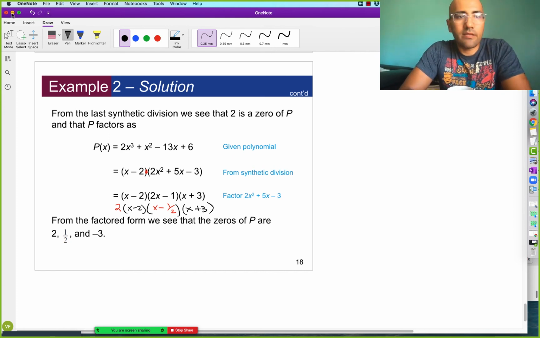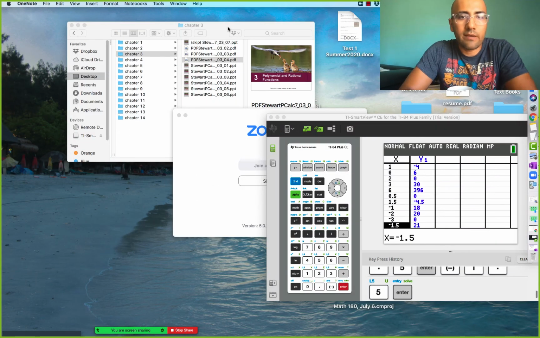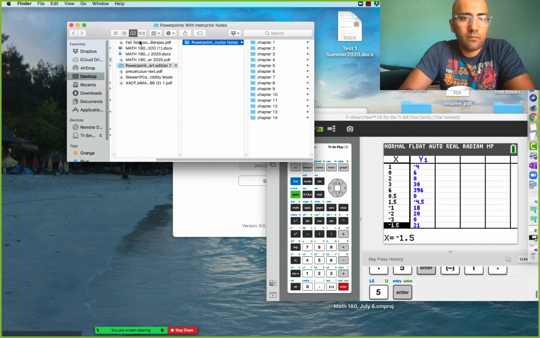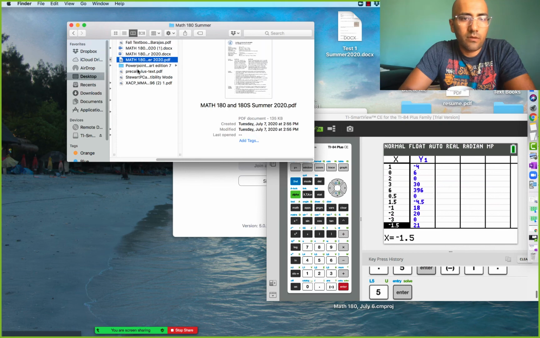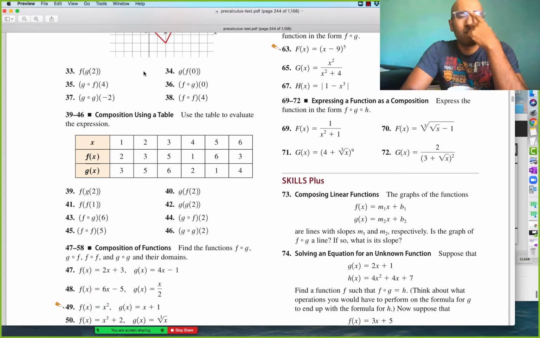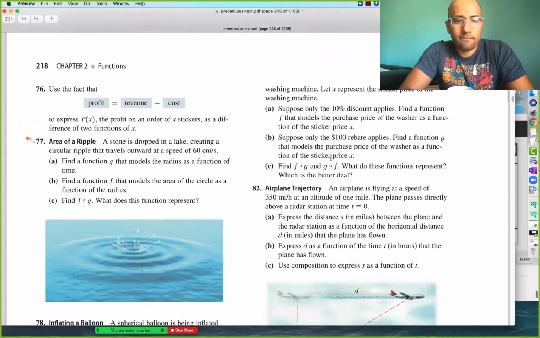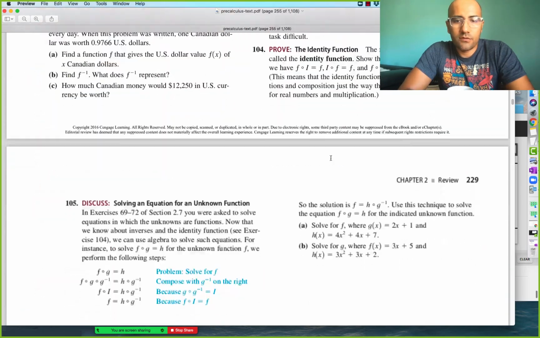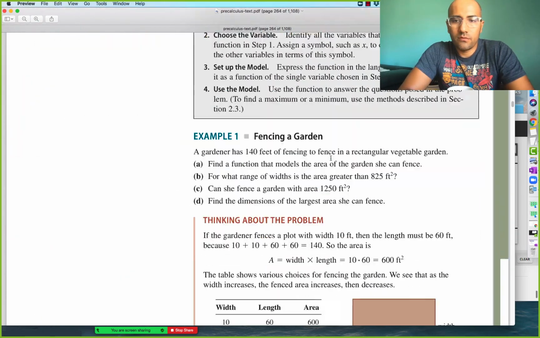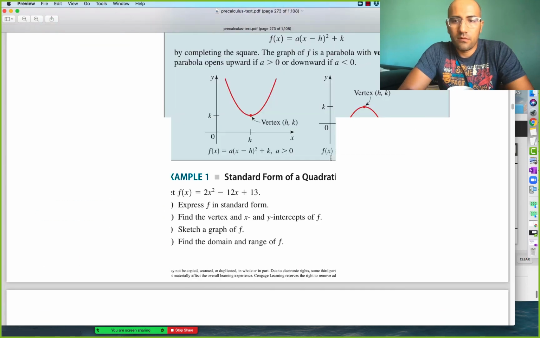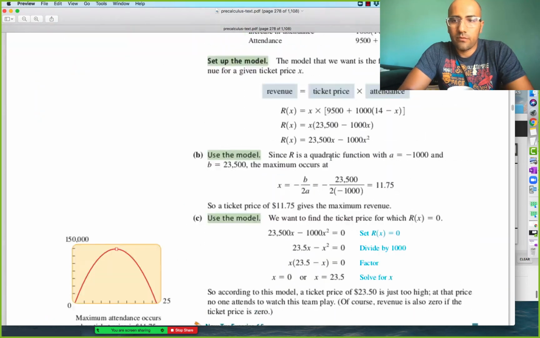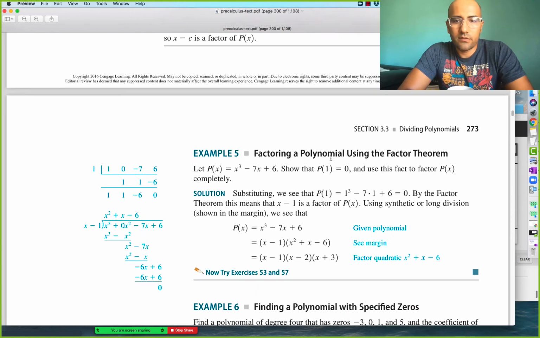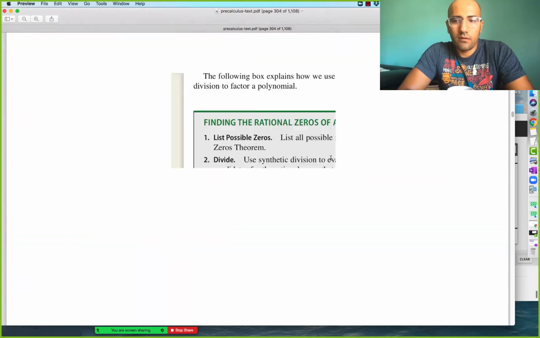All right, let's look at the assignment in 3.4, and maybe we'll grab one and do one more example. So let's go over here. That's not what I want. This one. All right, 3.4. Functions. Chapter 2. Remainder theorem. Okay, we're on the right track. This is 3.3. 3.4.